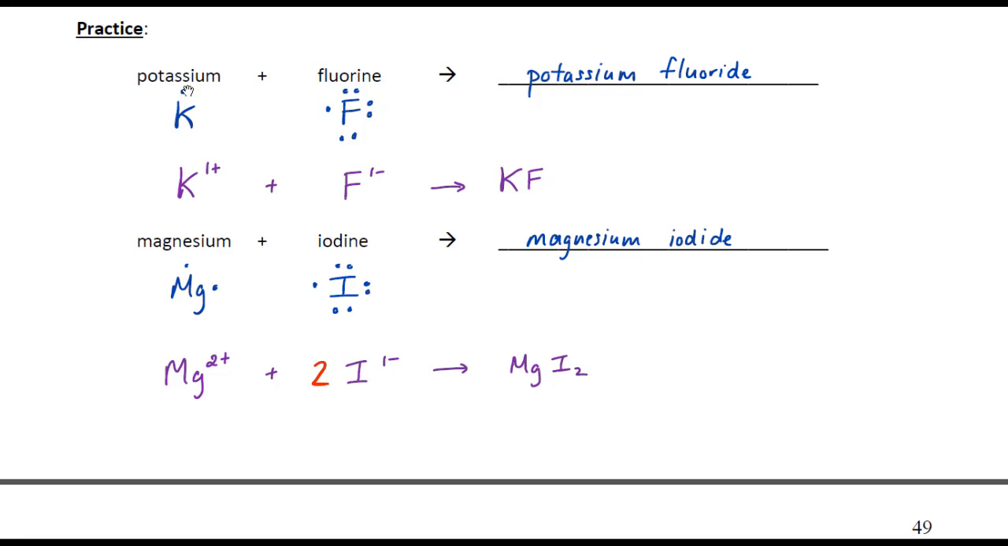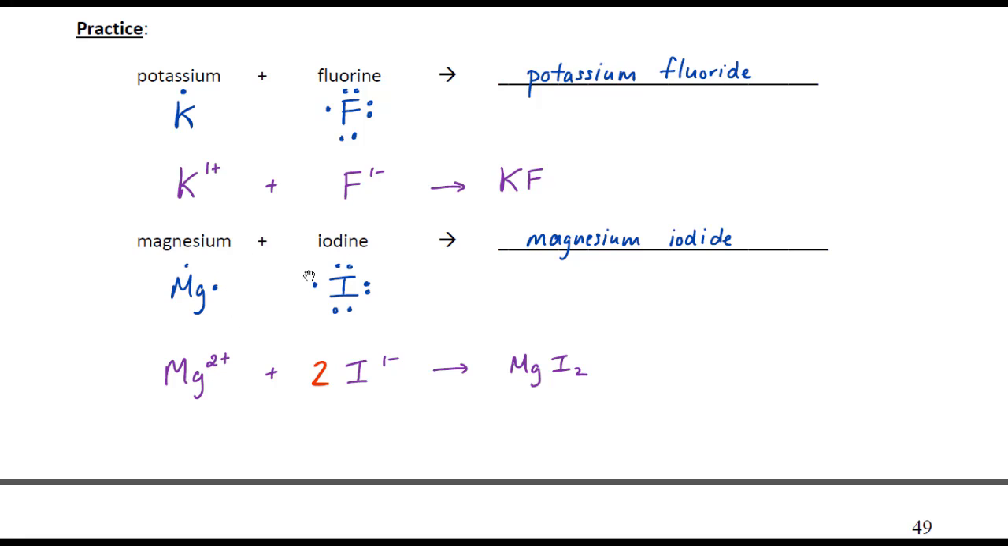So here we have our potassium, 1 electron in the outside shell, it becomes a 1 plus charge. 1 missing in fluorine's outside shell, so it becomes a 1 minus. It's a 1-to-1 relationship. And again, potassium fluoride, because I'm going to change the fluorine name to IDE.